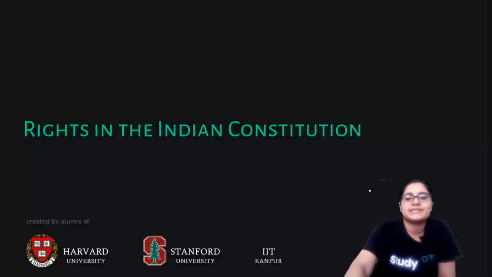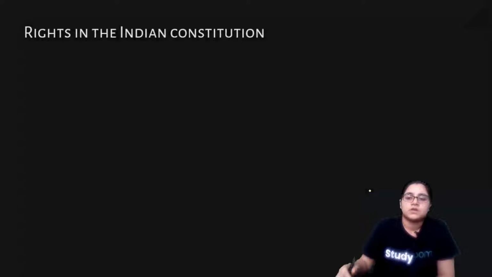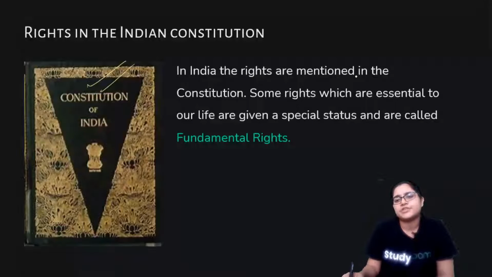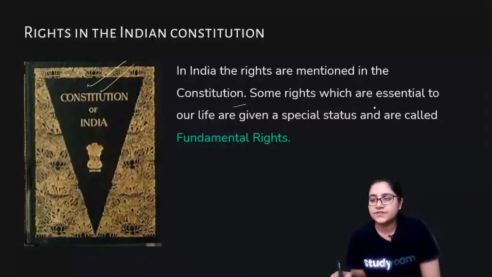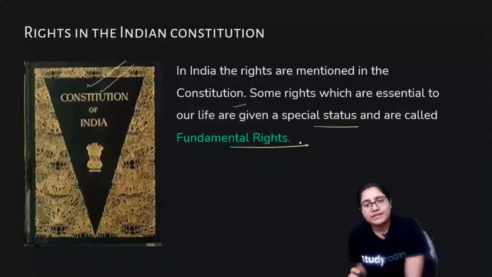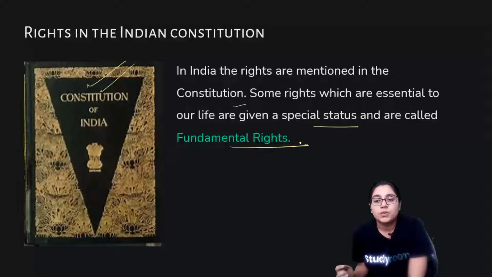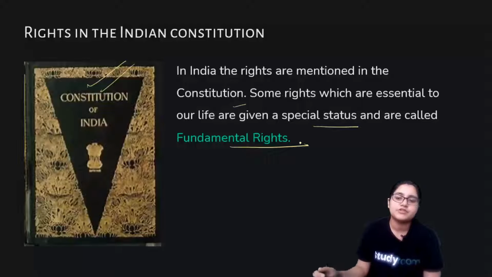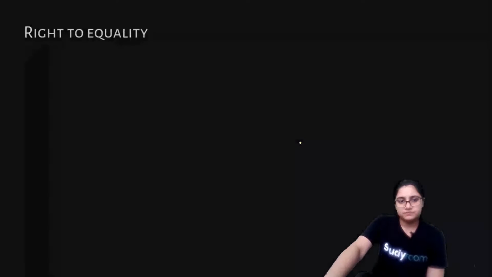Now we have different rights in our Indian Constitution. This is our Constitution of India. In India, the rights are mentioned in the Constitution. Some rights which are essential to our life are given a special status and are called fundamental rights. The preamble, the first page of our Constitution, talks about securing for all its citizens equality, liberty and justice. Fundamental rights put these promises into effect, and they are an important basic feature of India's Constitution.